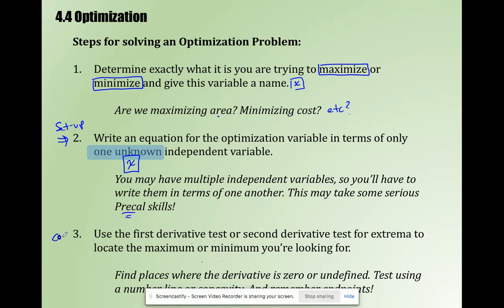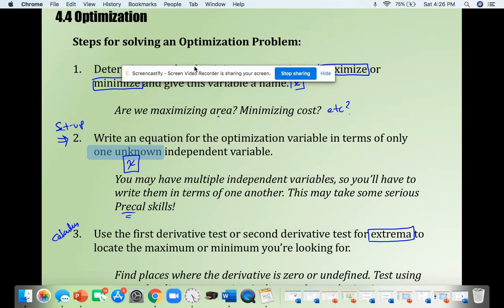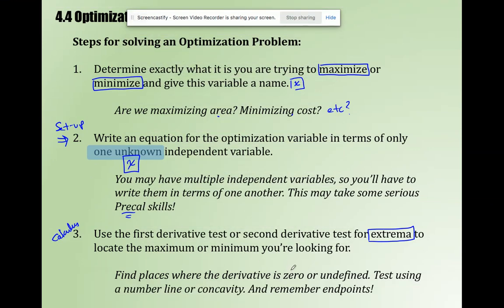Then finally, you're going to get to the calculus. Use the first derivative or second derivative test for extrema. You are trying to maximize or minimize, so you are looking for extrema, not concavity. You are looking for extrema to locate the max or minimum. Remember, you are looking for the places where the derivative is equal to 0, where the first derivative is undefined, and endpoints if they are appropriate.